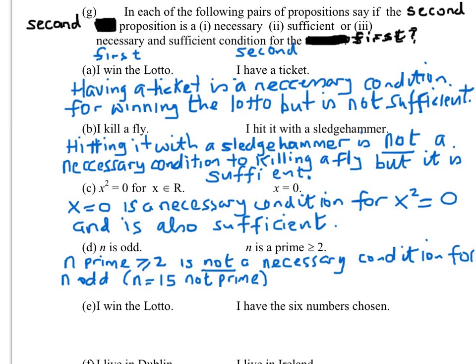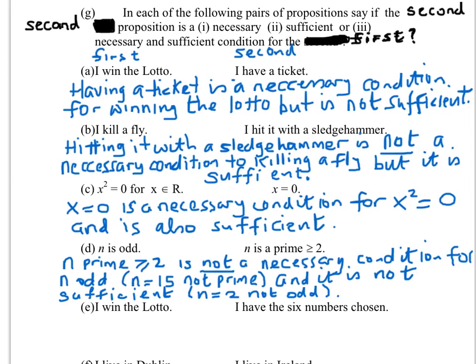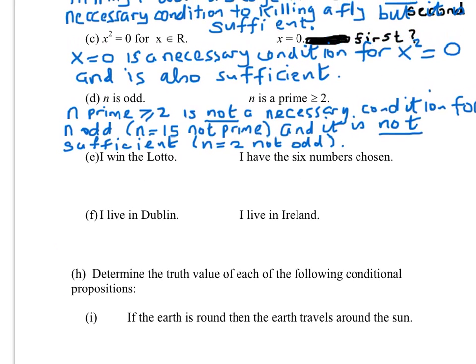Next I ask myself the question, is it sufficient for n to be prime and greater than or equal to 2 for n to be odd? The answer to this is no, it's not sufficient. And the reason, again, just come up with one exception, and the exception is n equal to 2 is not an odd number. So I write down, and it is not sufficient because n equal to 2 is not an odd number.